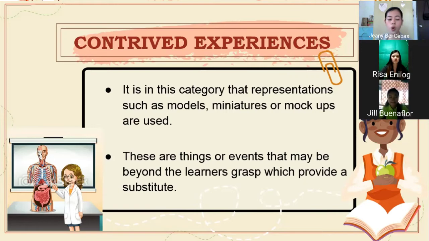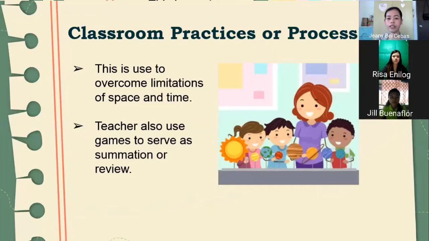So as you can see there in the pictures, there are topics that are beyond the learner's grasp or beyond the ability of the teacher to present. So they're going to use the models and mock-ups. So in classroom practices or process, this is used to overcome limitations of space and time. Teachers also use games to serve as summation or review. So in teaching, we should not settle for less. This one offers substitute instructional materials of the reality to overcome such limitation. Because we cannot present to the class the real human body or the planets, we use these models or mock-ups to give them something close to reality. So this experience is what we call the contrived experience.